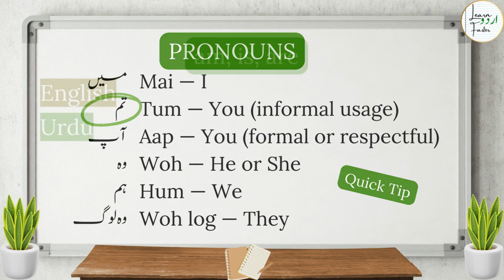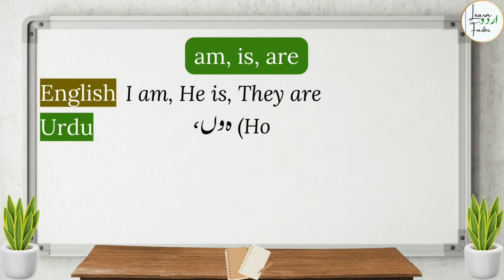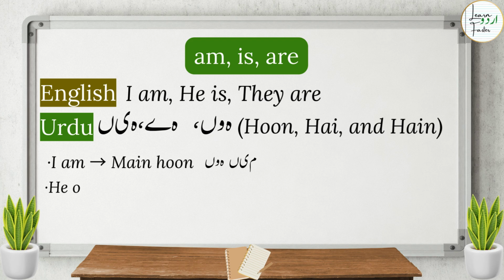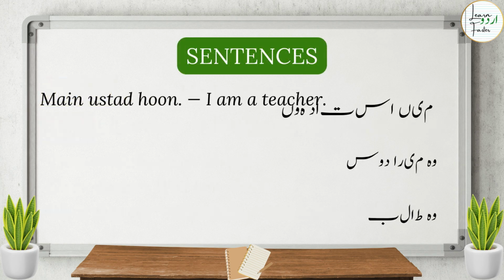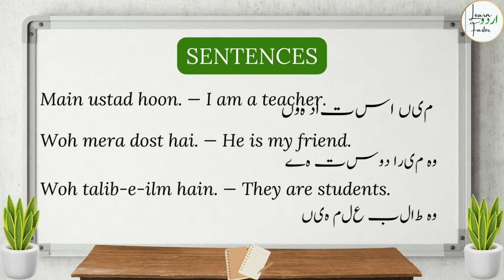Now, let's learn how to say am, is, are in Urdu. In English, we say I am, he is, they are. In Urdu, these become हूँ, है and हैं. Here's how they match. 1. I am, मैं हूँ. 2. He or she is, वो है. 3. We or they are, हम हैं या वो हैं. Let's use them in sentences. मैं उस्ताद हूँ, I am a teacher. वो मेरा दोस्त है, he is my friend. वो तालिबे इल्म हैं, they are students.